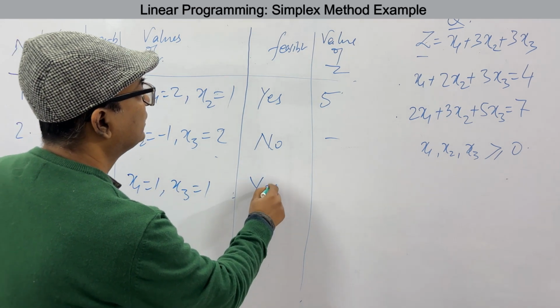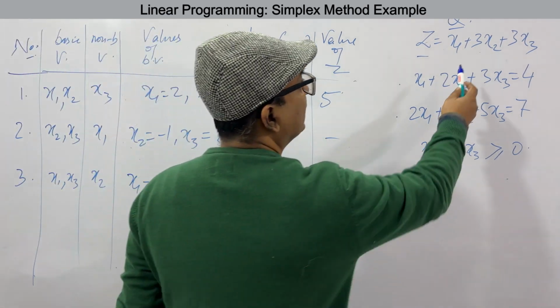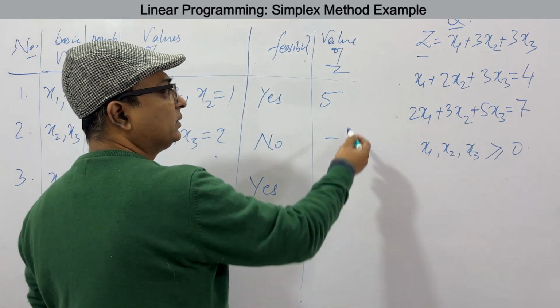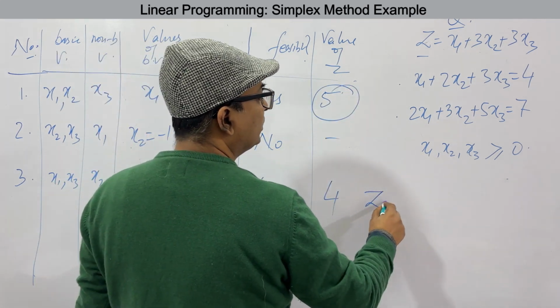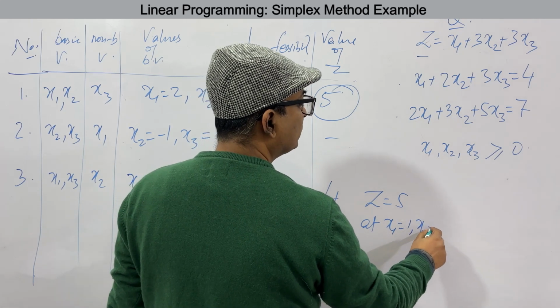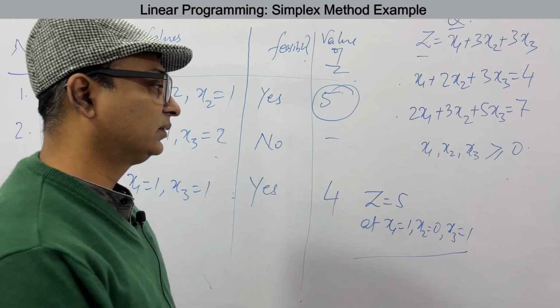Yes, it is feasible. And what will be the value of z? x1 and x3, 1, 1. And this is 0. So this is 1 plus 3. So this is 4. So which is the optimal solution? This. That is z equal to 5 at x1 equal to 1, x2 equal to 0 and x3 equal to 1. This is the solution. Okay.